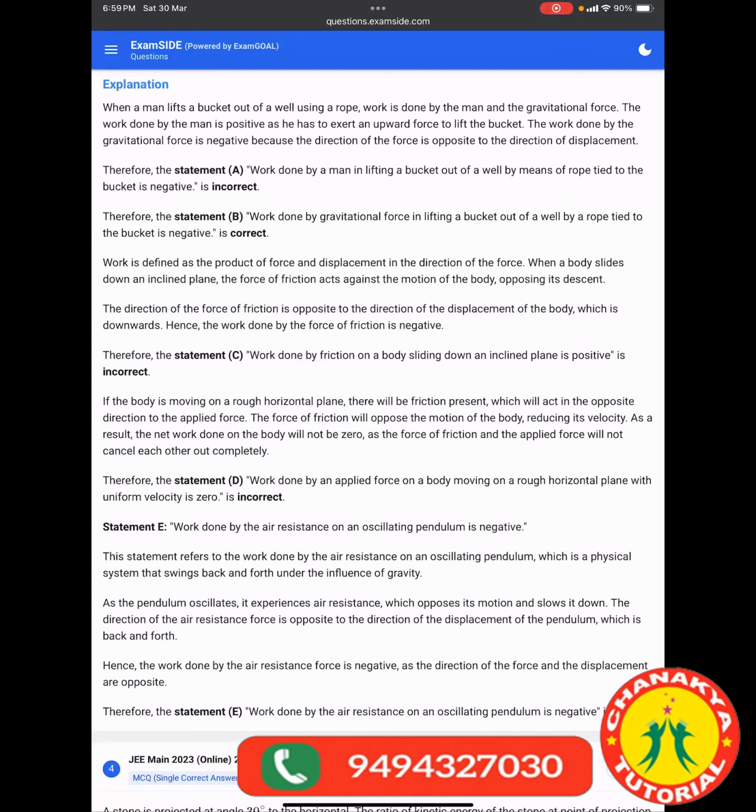See what he's saying: if the body is moving on a rough horizontal plane, there will be friction present which will act in the opposite direction to the applied force. Correct. The force of friction will oppose the motion of the body, reducing its velocity. As a result, the net work done on the body will not be zero, as the force of friction and the applied force will not cancel each other out completely. Therefore, the statement D, work done by an applied force on a body moving on a rough horizontal plane with uniform velocity is zero, is incorrect.